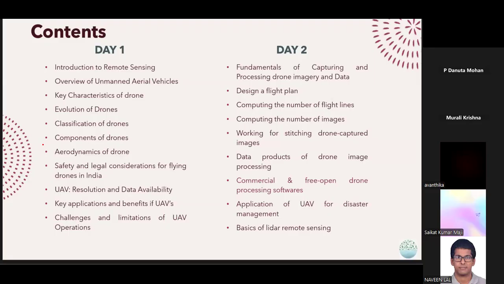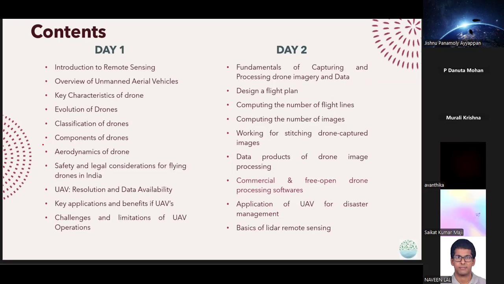Then we talked about the aerodynamics of drones. Aerodynamics is how the air interacts with an object in motion, and we went through the aerodynamic forces that act upon the drones: drag, lift, and thrust. Thrust is the force that is used while the drones take off. Then we talked about the direction of propeller movement when the flight takes off: the front and rear will be clockwise, and the left and right will be anti-clockwise.